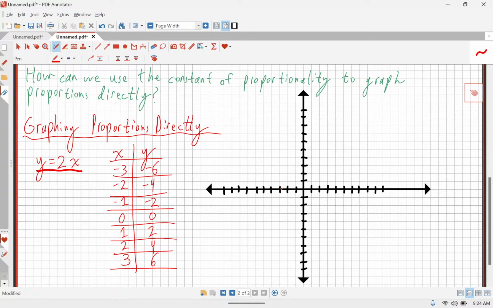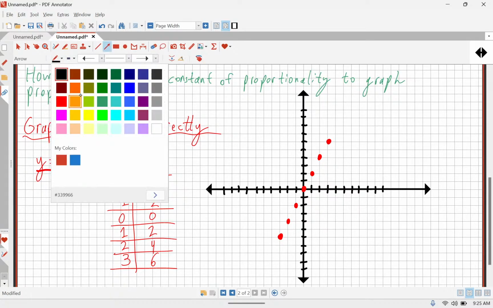So this has -3, comma -6. -2, comma -4. -1, comma -2. 0, comma 0. 1, comma 2. 2, comma 4. 3, comma 6. And then we're going to connect those with a solid line.